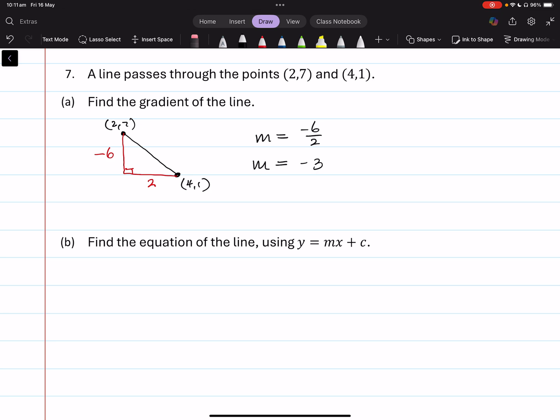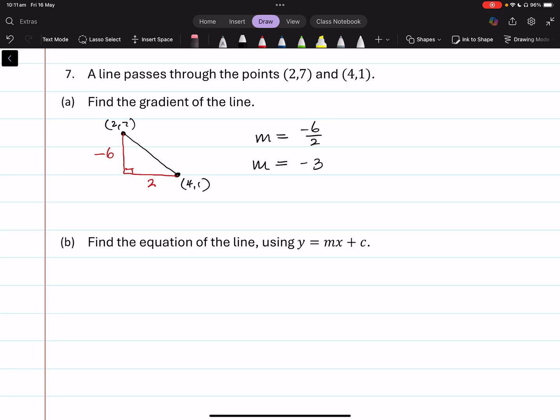Part B, find the equation of the line using y equals mx plus c. Okay, so we don't have a y-intercept. We could try to work backwards, and you would probably be able to do that if you're clever. You'd be able to work back and work out what the y-intercept would be when x was 0. But I'm going to show you an easier way.